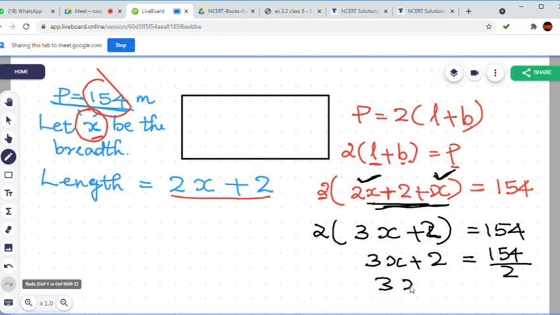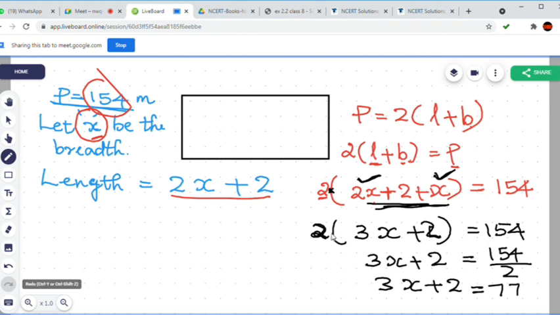If there is any doubt in any steps, ask at the same time. 3x plus 2, that is equal to 154 by 2, that is 77. Right, 154 by 2 is 77. Does that mean we can first write 154 minus 2? No, how can we write minus 2? Here this 2 is multiplied with the 3x plus 2. We can subtract only after expanding the bracket with this 2 outside.